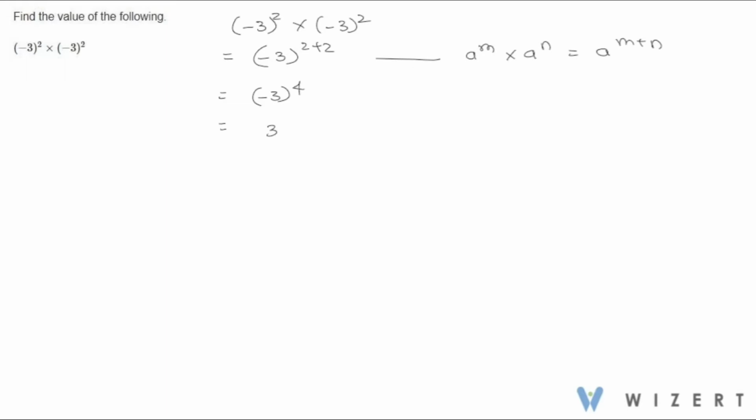And this can be written as 3^4 since a negative base with an even exponent results in a positive value. This will be equal to 81 because 3^4 is 81. This is the answer.